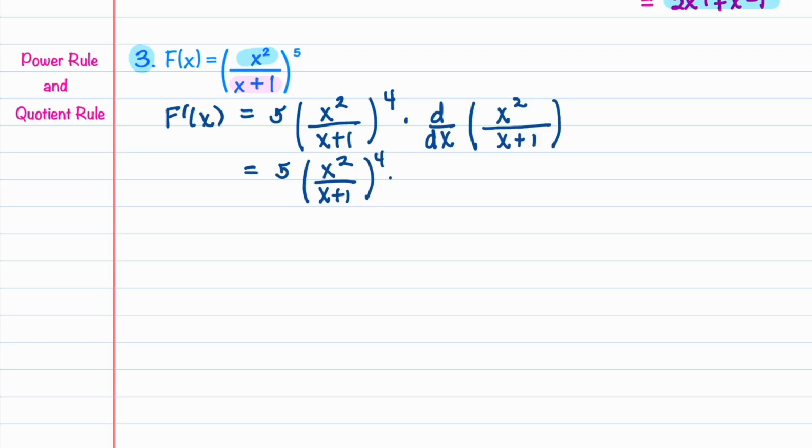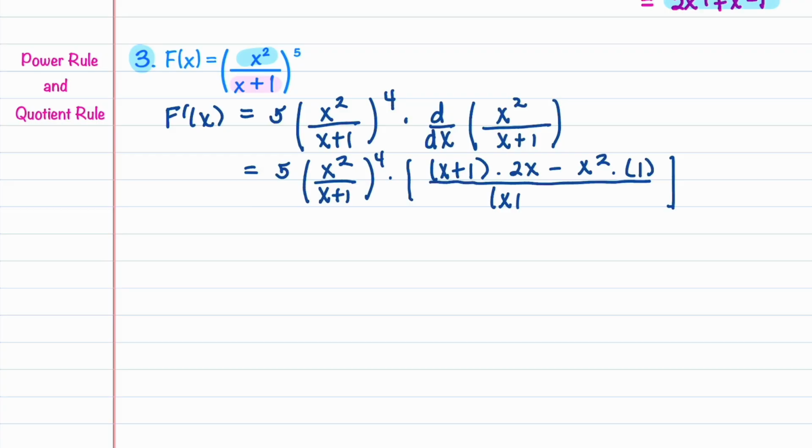And now for the second piece, we are going to use the quotient rule. So we have our bottom term, x plus 1, times the derivative of our top term, which is 2x, minus our top term, times the derivative of our bottom term. The derivative of x plus 1 is just 1. So we multiply that by 1. And then all of this gets divided by the bottom term squared.